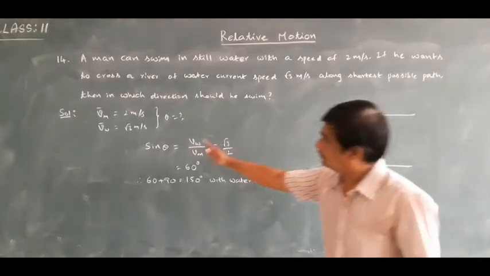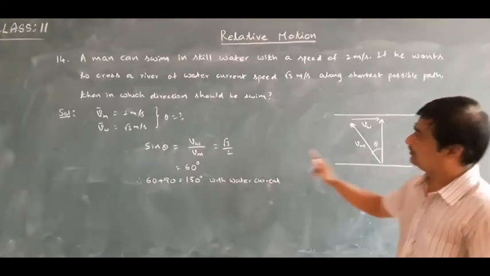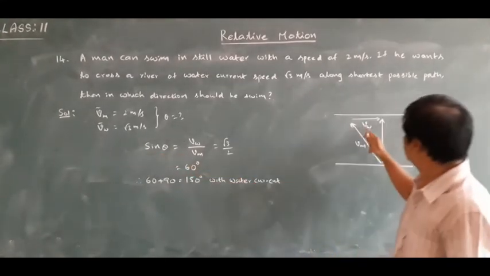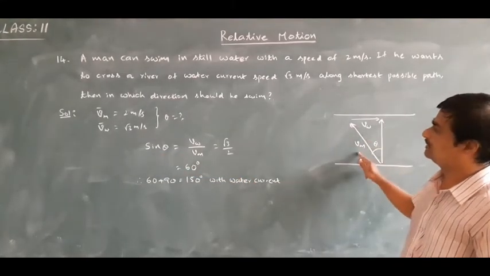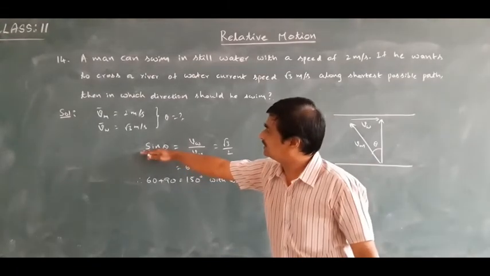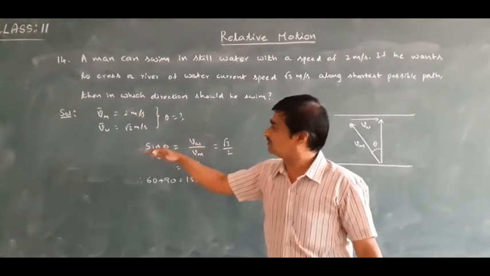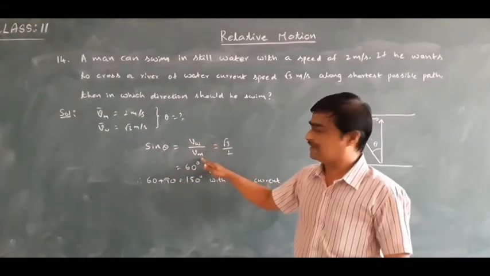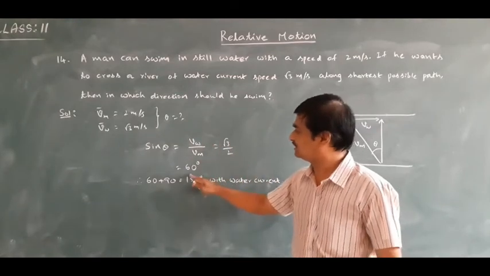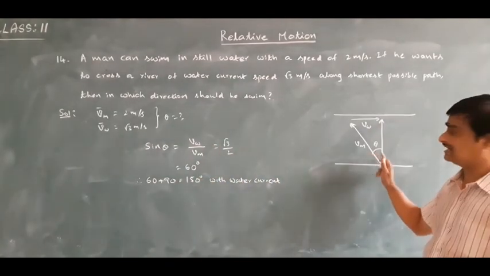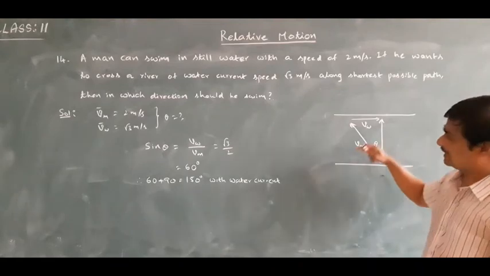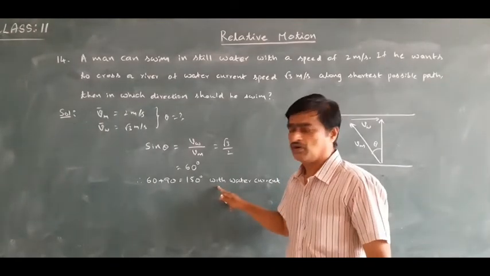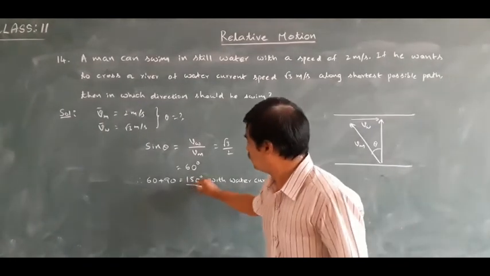Then, from this triangle, we can get sin theta equal to this by this, because we write the theta value in terms of known values. Velocity of water by velocity of man, √3 by 2, that is 60 degrees. This angle is 60 degrees. With respect to current, 90 plus 60, 150 degrees with the water current.